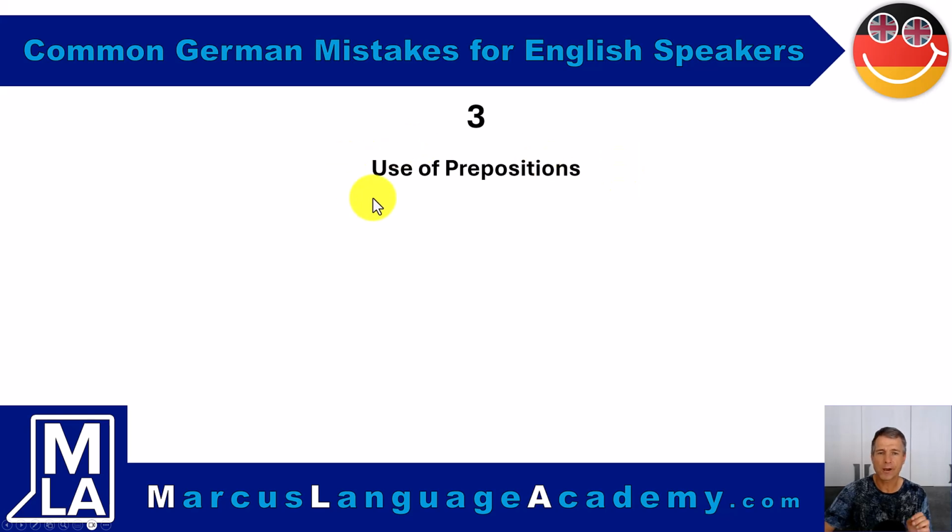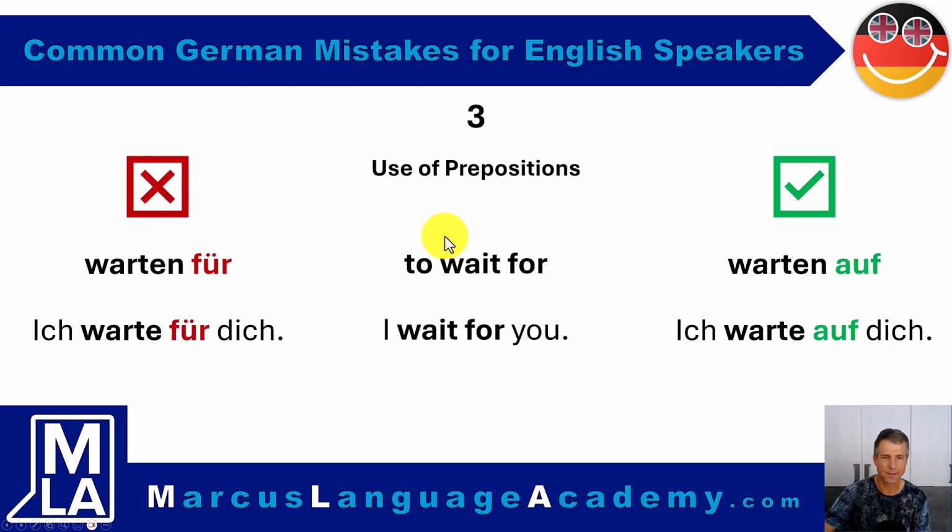Prepositions are another area where English speakers often struggle. In German, a preposition can change the meaning of a sentence entirely. For example, the English phrase "to wait for" translates to "warten auf" in German, not "warten für." So you would say "ich warte auf dich" instead of "ich warte für dich." Learning the correct preposition is key to sounding more natural in German.